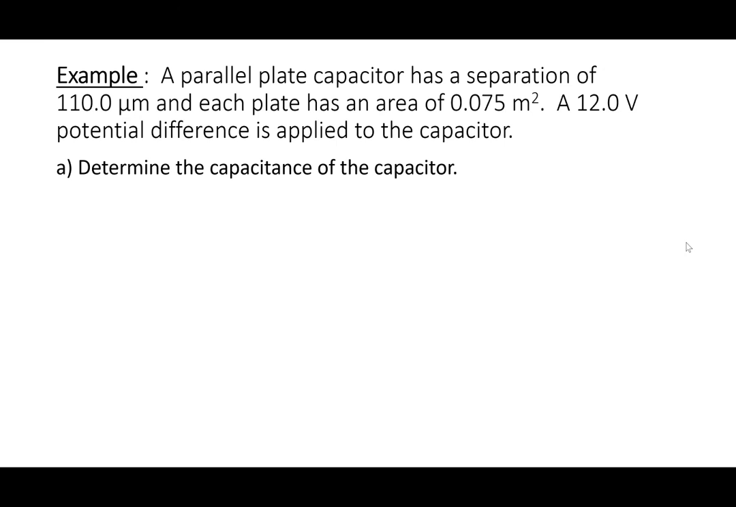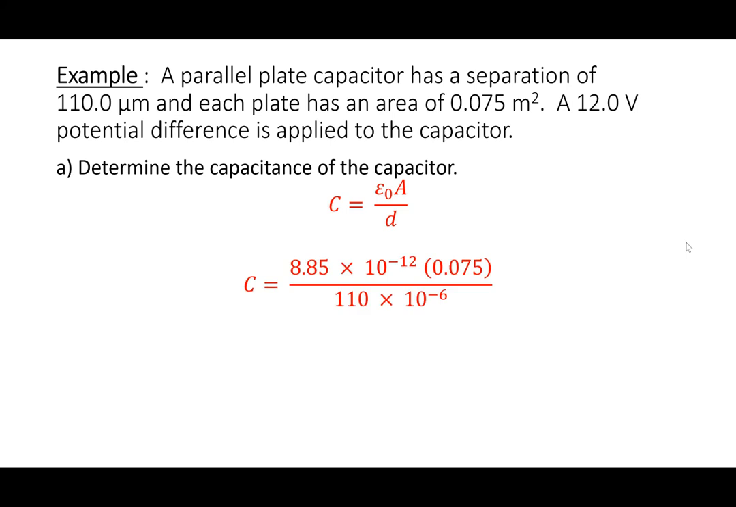There's a 12-volt potential difference applied to the capacitor. Determine the capacitance. Okay, so the capacitance is actually set by the physical dimensions. So I'm going to use C equals epsilon sub 0 A over d. I'm going to plug in my epsilon sub 0, 8.85 times 10 to the negative 12th, my area in meters squared, 0.075, and the distance separating them, 110 micrometers, or 110 times 10 to the negative 6th meters. Punching in our calculator, we get 6.0340909 times 10 to the negative 9th, or 6.03 times 10 to the negative 9th farads.